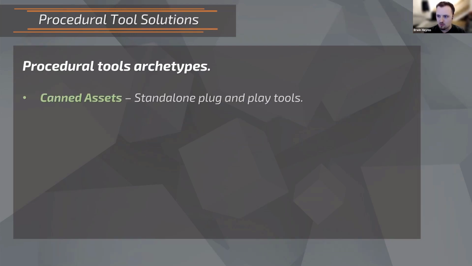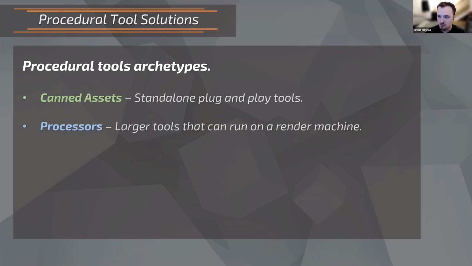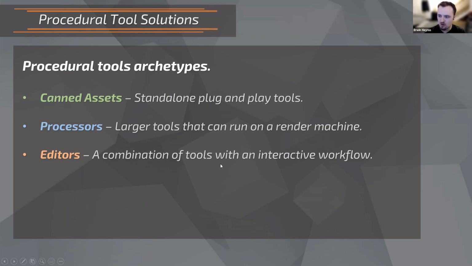So a couple of the archetypes I want to talk about here. We have canned assets. I dub them like that, but the idea is that they're standalone plug-and-play tools. You drop them down, they usually have a simple interface, and you just run with them. Processors, they're large-scale tools. Usually they're heavier, they take a lot more time to cook, but in general, you don't have as many controls on them. You can just run them on a render machine. Then we have editors. They're basically a combination of different types of tools with an interactive workflow, and they benefit a lot from cached data. I'll talk more about that.